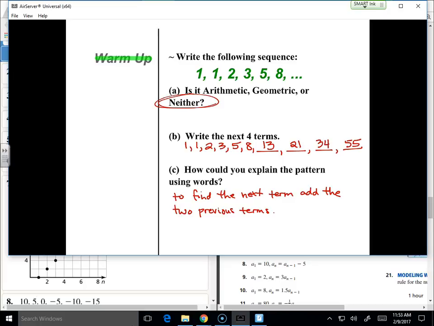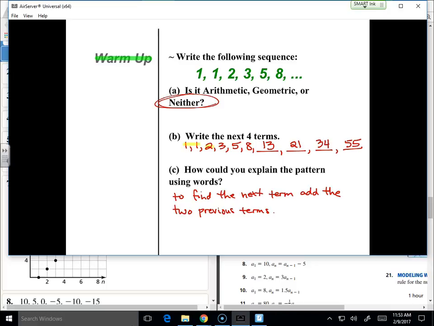Okay, so let's double check it real fast. Alright, China, go ahead and move on back. Thanks for explaining that. You did a great job. Okay, so then, let's go ahead and use it. To find a term, we add the 2 previous.